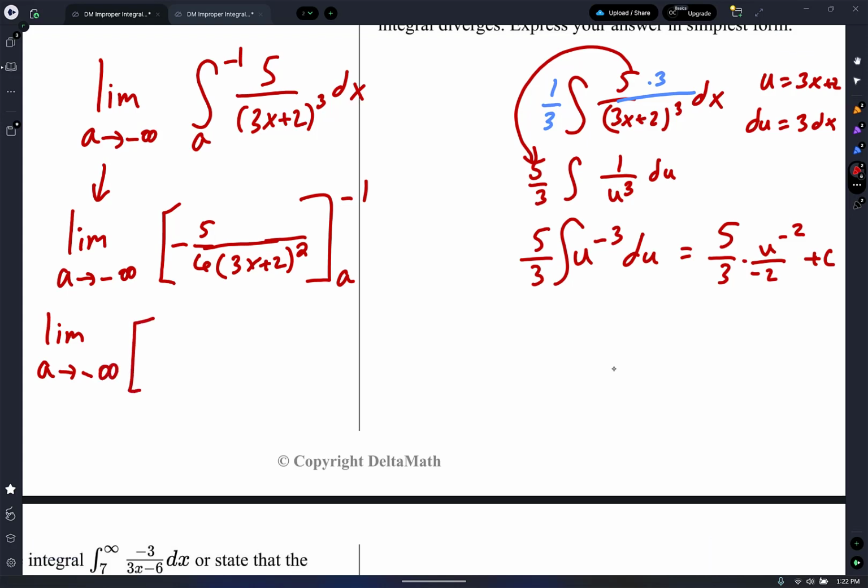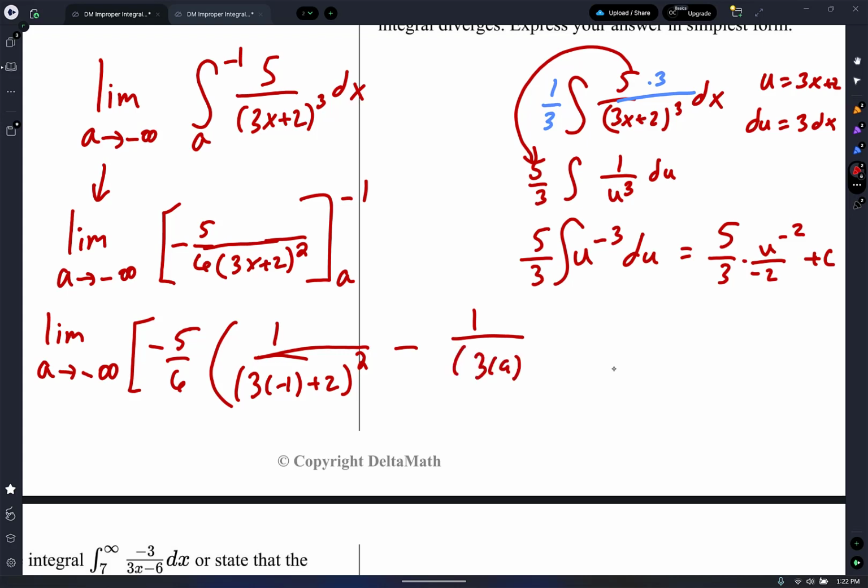Bracket, and I'm going to do upper. So I'm going to factor out that negative 5/6 on everything. Negative 5/6, another giant parenthesis, and here we go. 1 over (3 times negative 1, close, plus 2, close) squared. I don't see any mistakes. Minus 1 over, you okay? (3 times a plus 2) squared. Close giant parenthesis, close bracket.